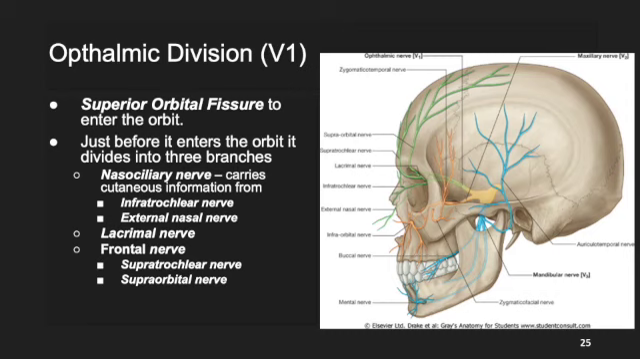So the V1 branches out into three different smaller branches. The nasociliary, again, is what it says. It's going to go to the cilia of the nose. The lacrimal nerve, which is going to hit your eye and with tear ducts, and the frontal nerve.